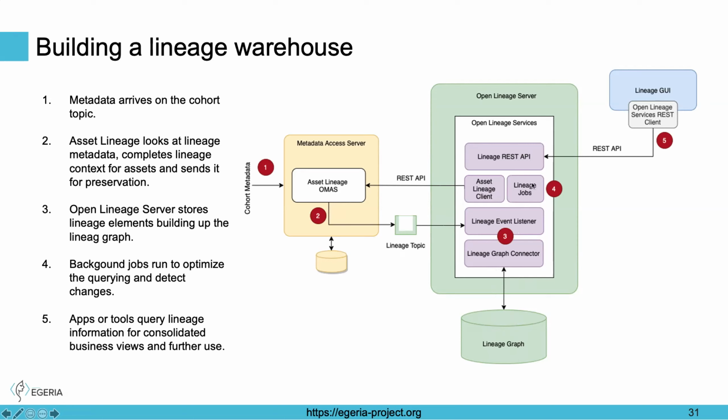Then in the background, we have dedicated tasks or jobs that run behind the scenes. And those either optimize some routes, some Lineage routes, or augment the graph so we can more optimally query it later on. Or in turn, they are there just to retrieve changed assets.